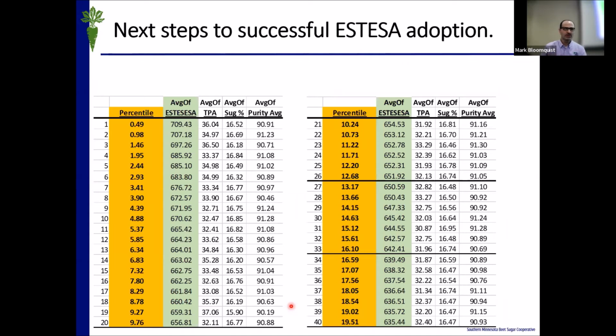The next steps. Well, if this is the list, and some of you are going to be taking screenshots here, right? But this is the actual list ranked from 1 to 40. Now, there's more than that, okay? And that is not the ESTESA. I'm just ranking them from top to bottom of the ESTESA. And they all have their ESTESA scores starting at 709. Those are the creme de la creme. They are the best of the best from an operation perspective.